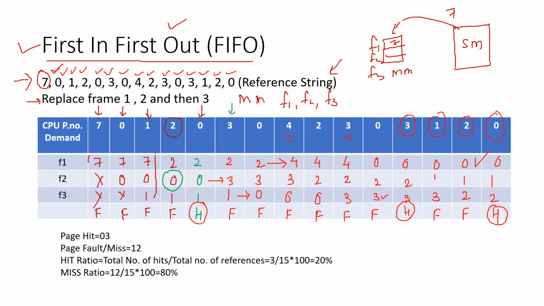So what will be the hit ratio? 3 upon 15 into 100, that is 20% hit ratio. And what is the fault? How many faults are there? 12. That is, page faults are 12. Okay, you can count. And miss ratio will be 12 upon 15 into 100, that is 80%.